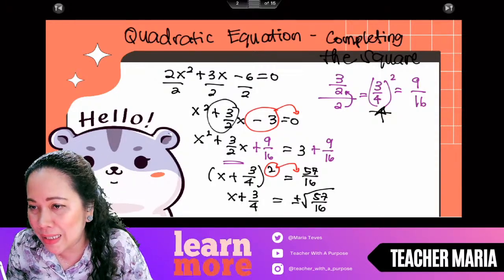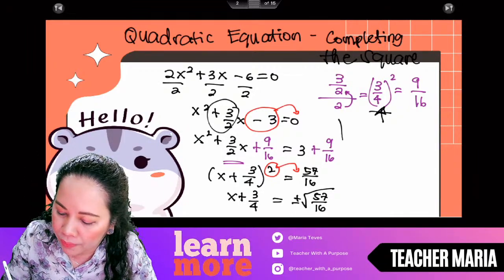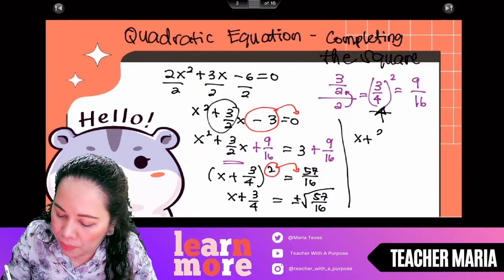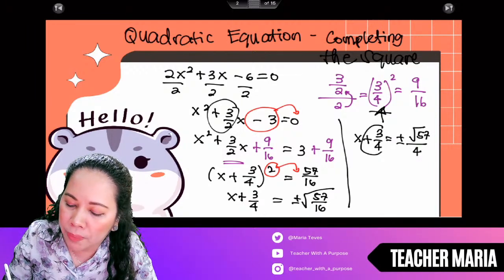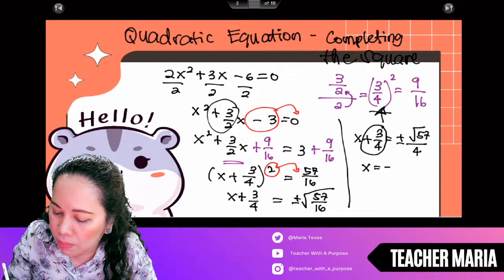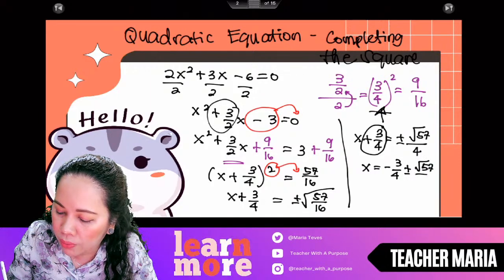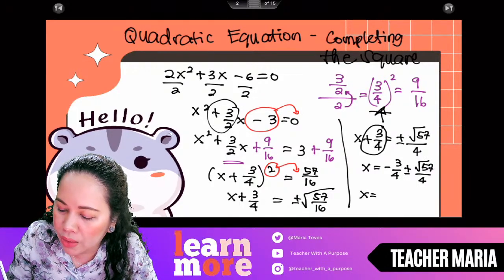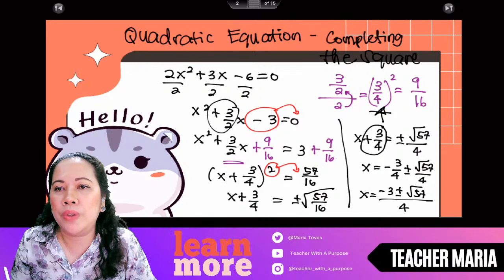And we know that 16 is a perfect square, which is 4. So you will have x plus 3/4 equals plus minus square root of 57 over 4. Transfer plus 3/4 to the other side. You will have x equals minus 3/4 plus minus root 57 over 4. Then you can combine it together. Minus 3 plus minus root 57 over 4.